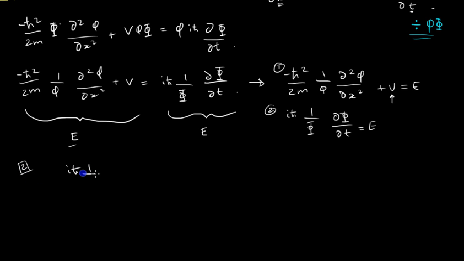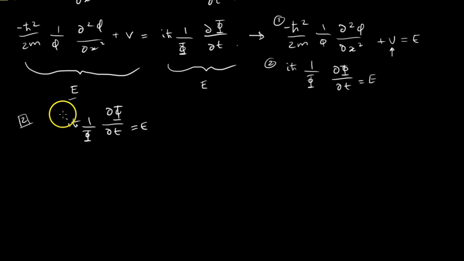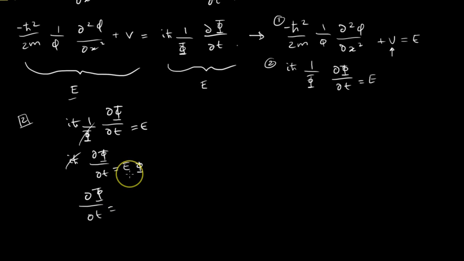i h bar 1 over capital Phi d Phi over dt is equal to E. I'm just going to start off by multiplying by capital Phi on both sides. It's going to cancel them out, right? So we're going to get i h bar d Phi dt is equal to E capital Phi. Okay, and now I'm just going to divide by i h bar on both sides, and we're going to get d capital Phi over dt is equal to E Phi over i h bar.